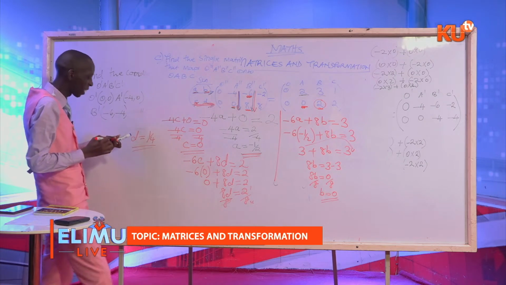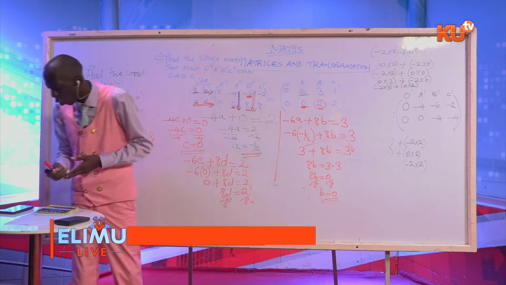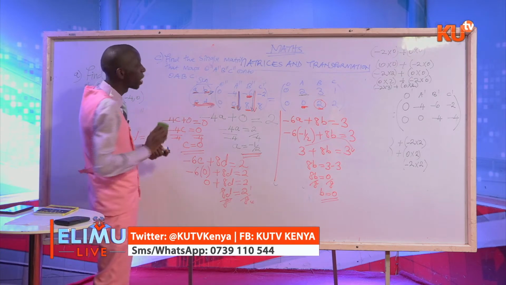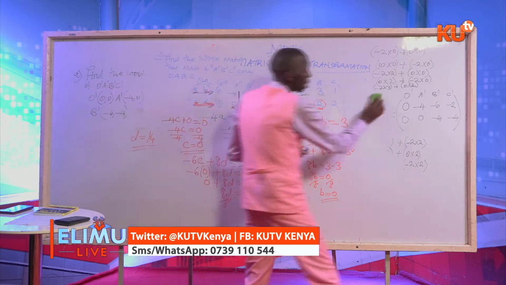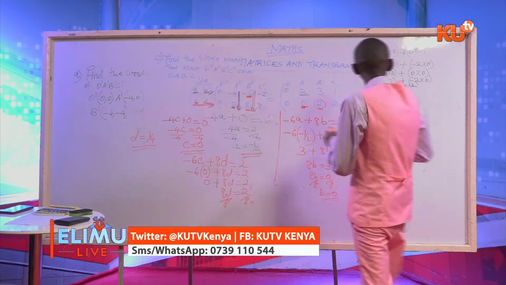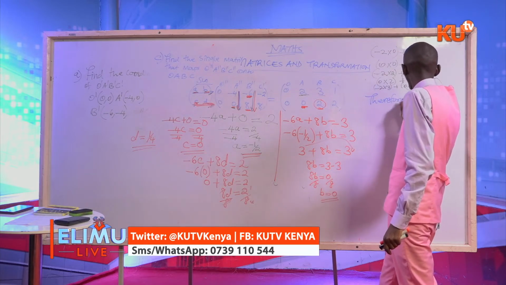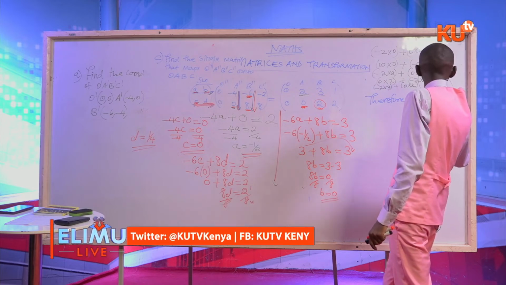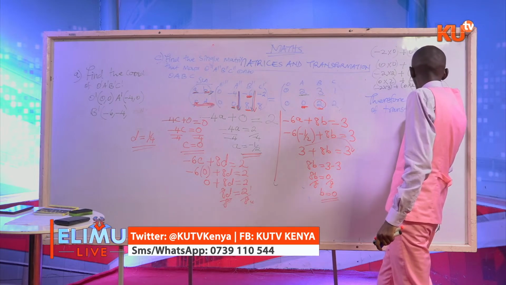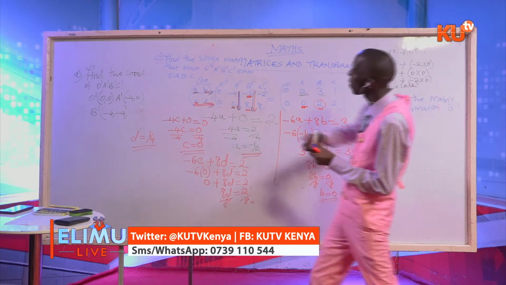My dear students, we have our values of A, B, C, and D. Therefore, we can rewrite them as a matrix. Let me rewrite here. And you will conclude and say that, therefore, the matrix of transformation is, remember this, the first one was A.